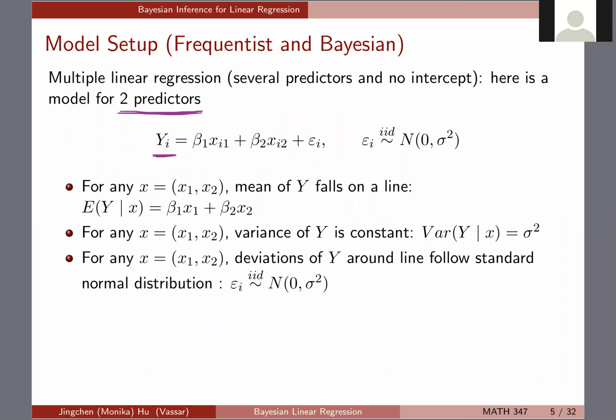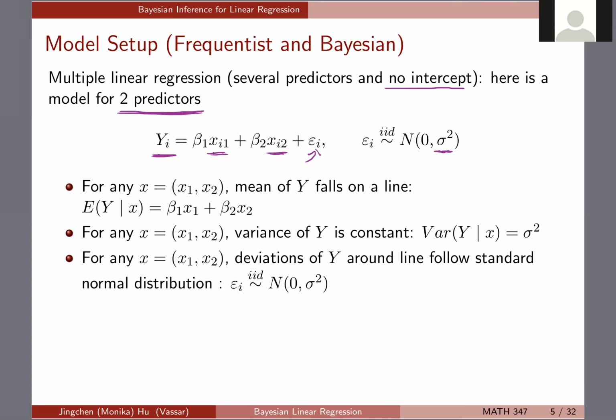So your response y_i, and then you have 2 predictors. Here I'm not putting any intercept, so any effect would just go into the error directly. Okay, so that's why you're going to have a sigma squared over here. So this is an example of using 2 predictors in your multiple linear regression.